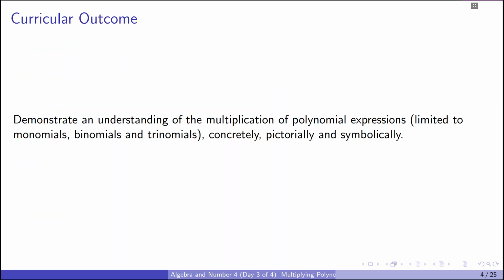So our outcome: demonstrate an understanding of the multiplication of polynomial expressions, limited to monomials, which are polynomials with one term, binomials, polynomials with two terms, and trinomials, polynomials with three terms. We want to do it concretely, pictorially, and symbolically.